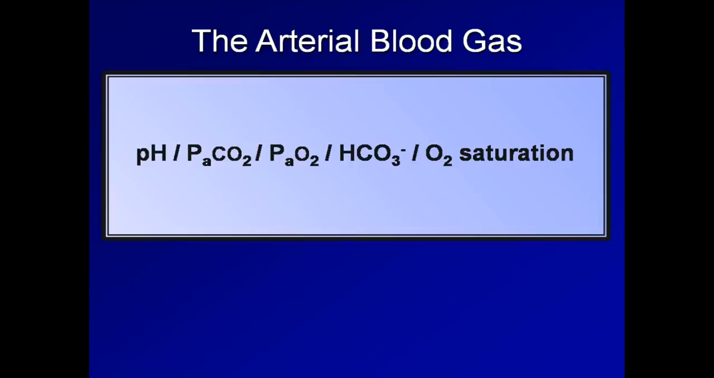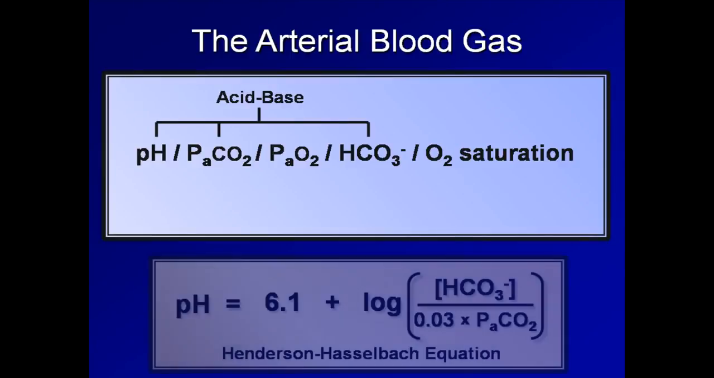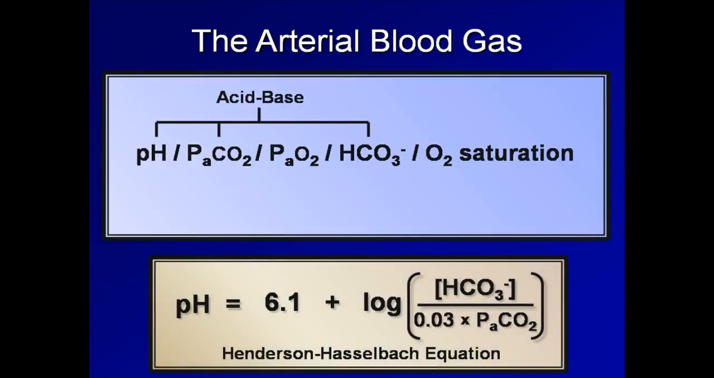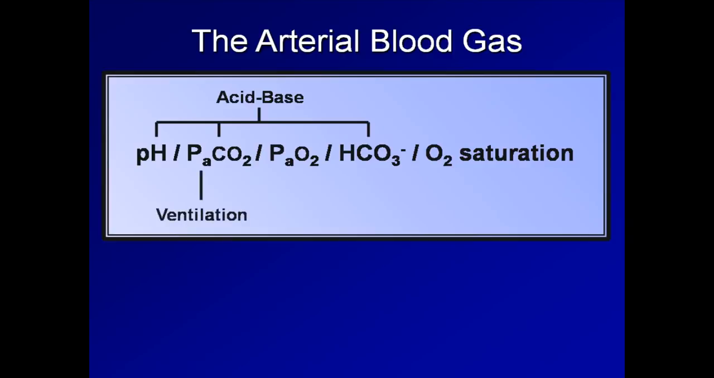What do we do with these values, you might ask? The pH, PaCO2, and bicarb are used in determining the acid-base status of the patient. That is, whether the pH of arterial blood is normal, too acidemic, or too alkalemic. These values are related via the Henderson-Hasselbalch equation, which will be discussed a bit in Lecture 2. Next, the PaCO2 alone tells us about the status of the patient's ventilation.